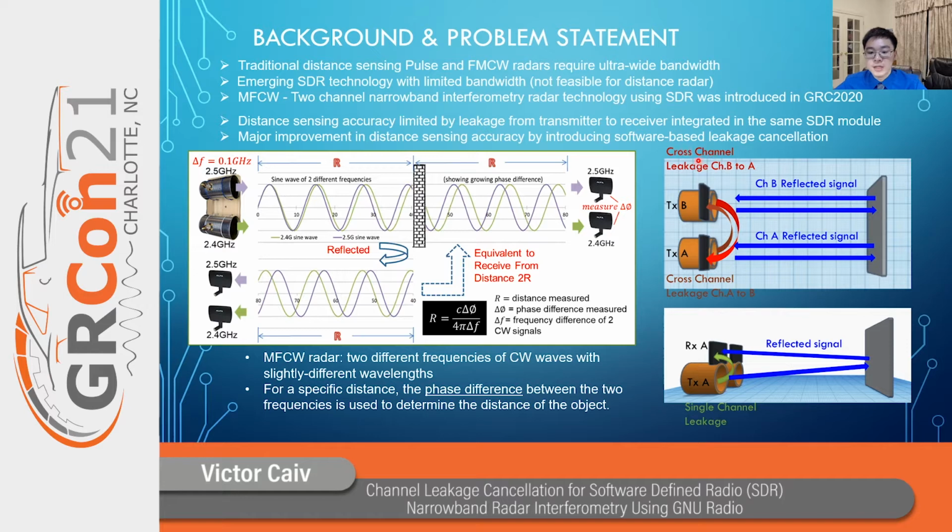Now there are two main types of leakage. First, we have cross-channel leakage, in which the leakage is occurring between two different channels, between the two different SDRs. And the second one is single-channel leakage, where the transmit of the same SDR is leaking into its own receive within that SDR. So these are the two types of leakage that we will be dealing with in this project.